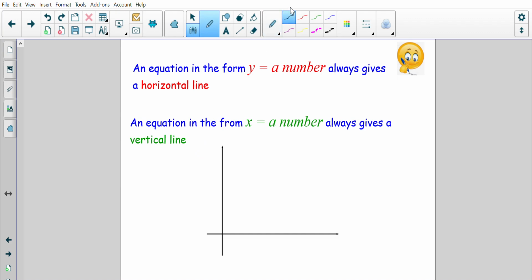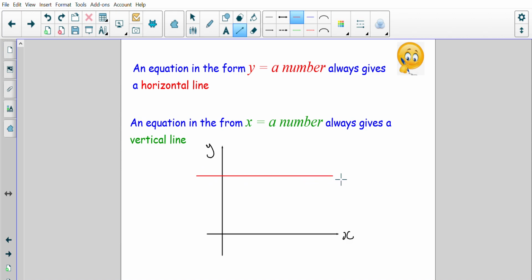So we've got the y-axis and the x-axis. Y equals a number always gives a horizontal line. So let's draw an example there. If I've got a horizontal line, that would be y equals a number. That might be the line, for example, y equals 5, and that would go through 5 on the y-axis. But an equation in the form x equals a number always gives a vertical line.